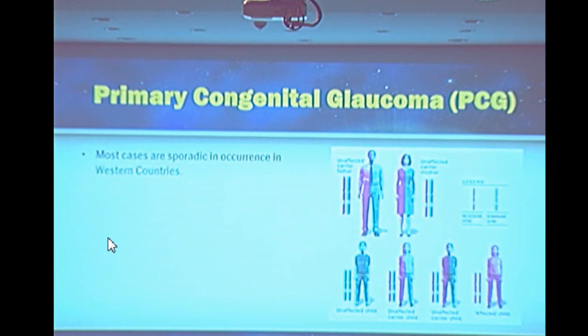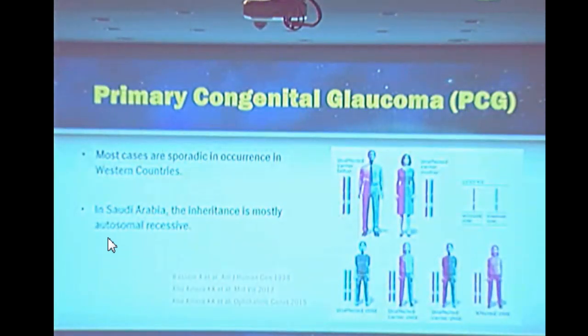From the genetic basis, again, this is why the severity of the disease is less in Western countries. Most occurrences are sporadic and mostly mild and moderate cases, although they have some difficult cases. In Saudi Arabia, many reports say that it is autosomal recessive, and the gene responsible is CYP1B1. Through different reports from Bomero and others, the mutation in this gene reaches up to 96% of cases.